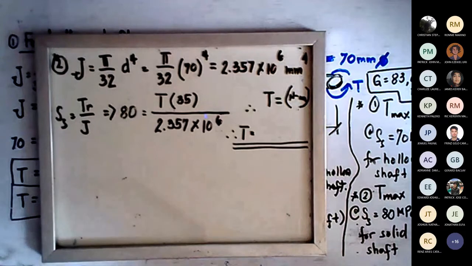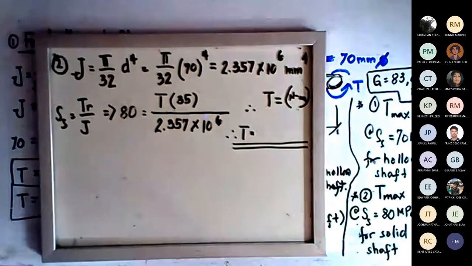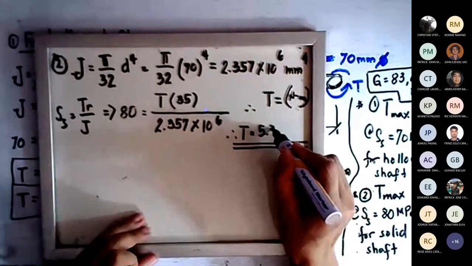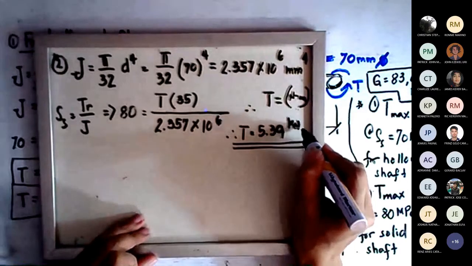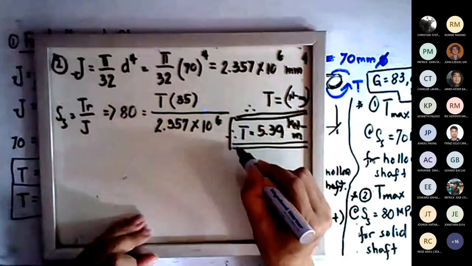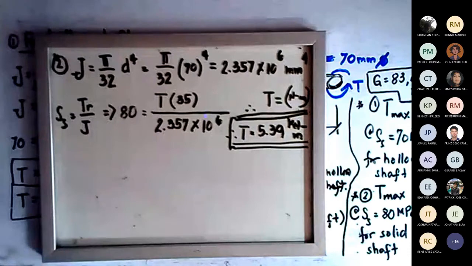2.357 times 10 to the 6th times 10 to the 6th times 80 divided by 35 divided by 1,000 divided by 1,000. 5.39 kilonewton meter. Kinonvert ko na lang ulit sa kilonewton meter yung ating answer.